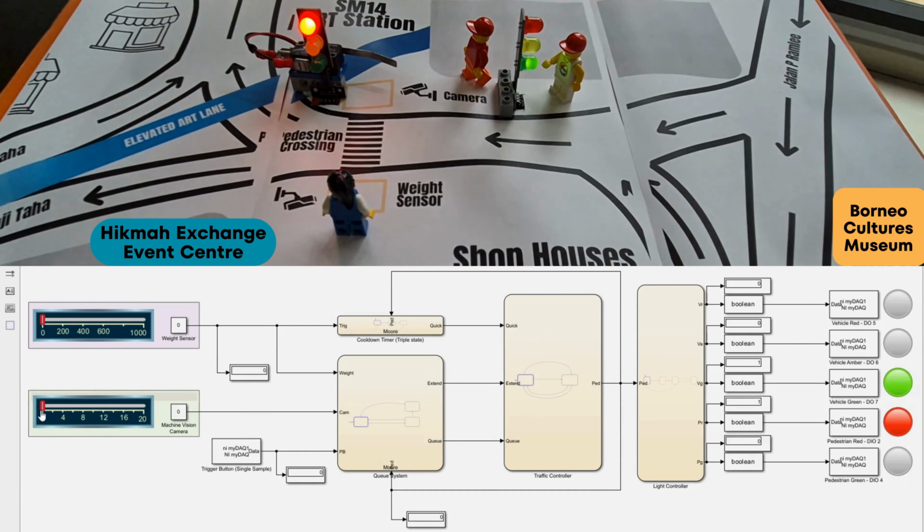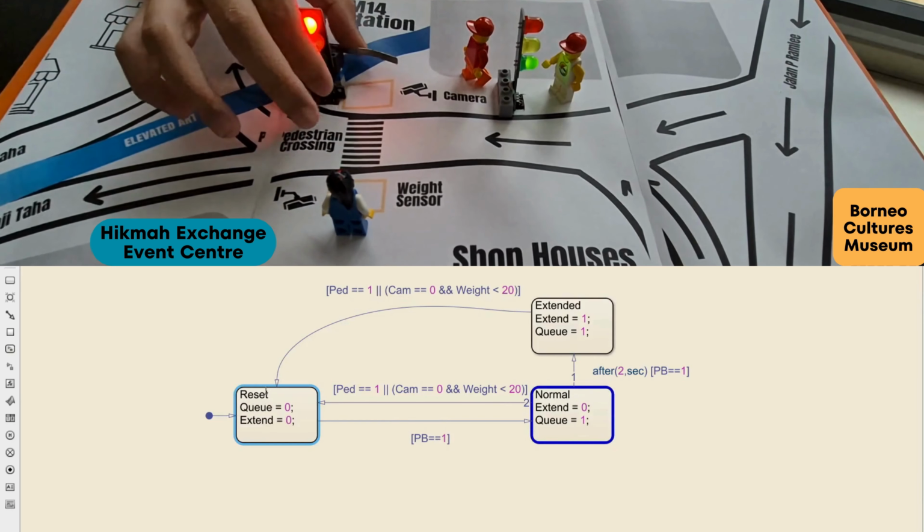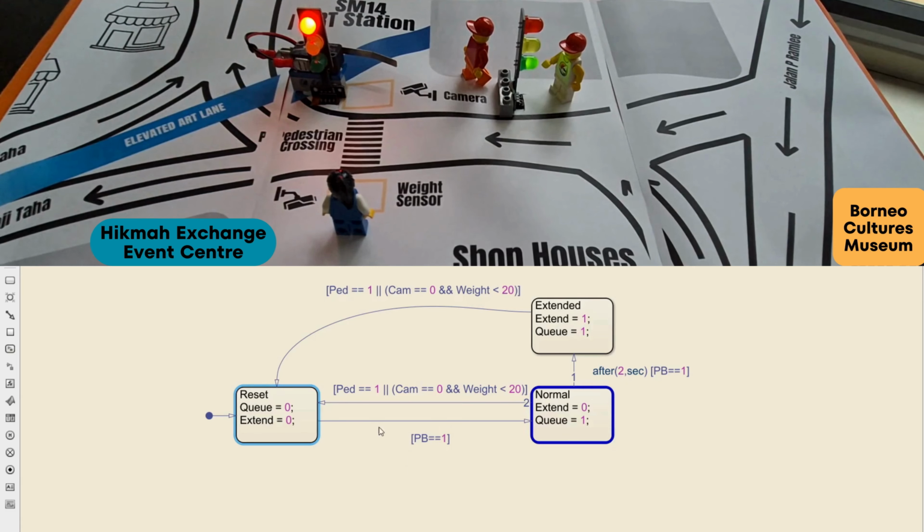we set up this for the simulation where the machine vision camera will have detected at least one person and a weight of more than 20 kilograms. So assuming the person or two persons has a total weight of 131 kilograms, and they press the pedestrian button. It goes into the normal state from the reset state as the pedestrian button is pressed.